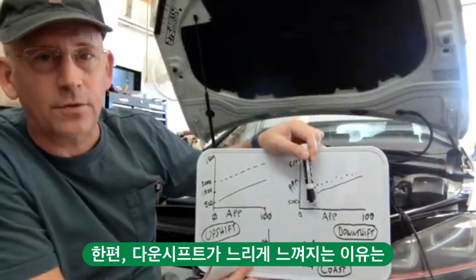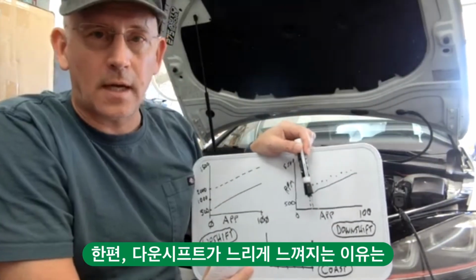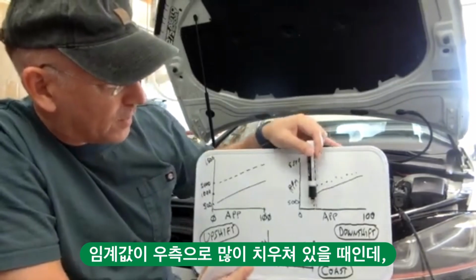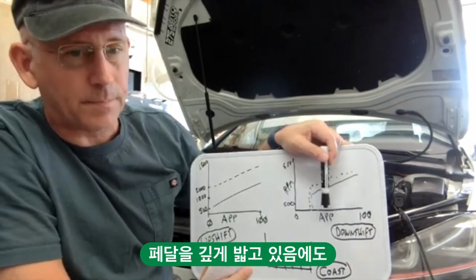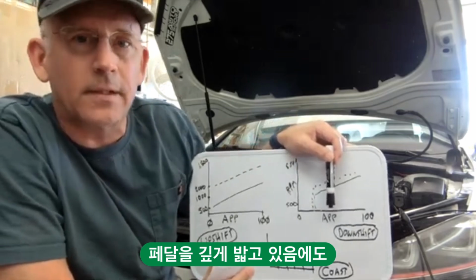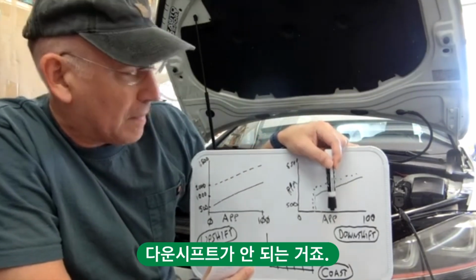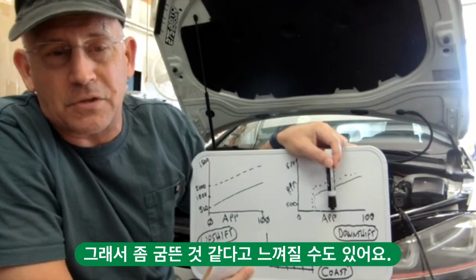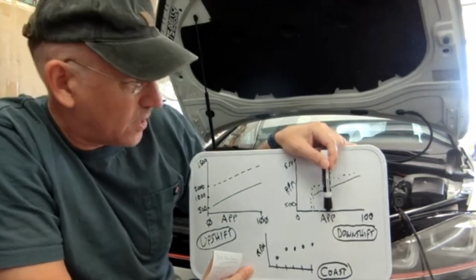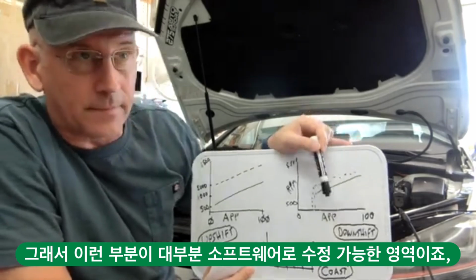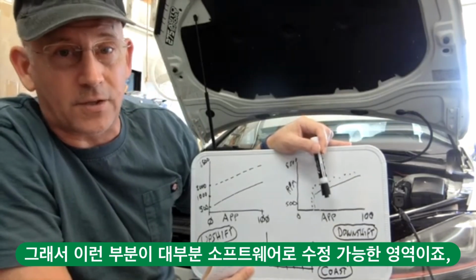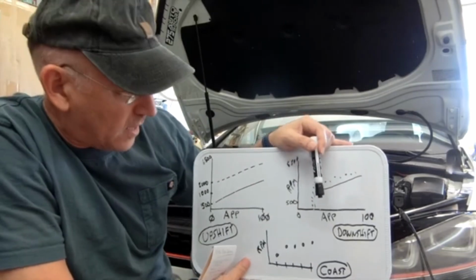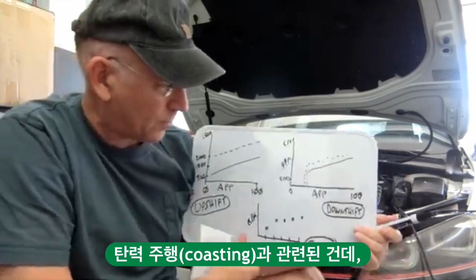As far as being slow to respond to pedal inputs for downshifting, if this vertical line here, which is the threshold, is over to the right, now you're deeper into the pedal push and it's not downshifting, and you're at a lower engine speed, so you're not accelerating much, so it just feels kind of sluggish. That's something that most likely is going to be modified by the software if you're getting into the aftermarket stuff. And then the last one is the coasting.